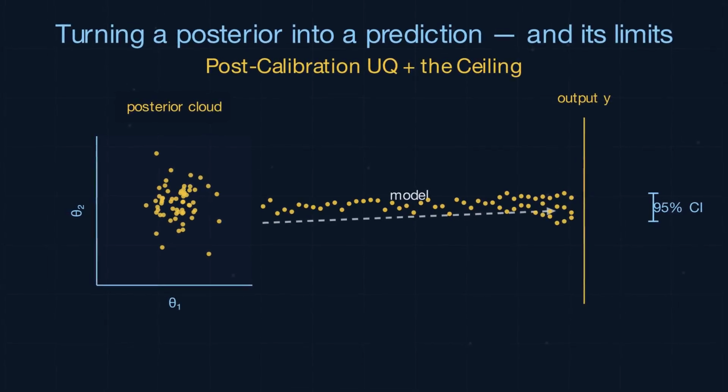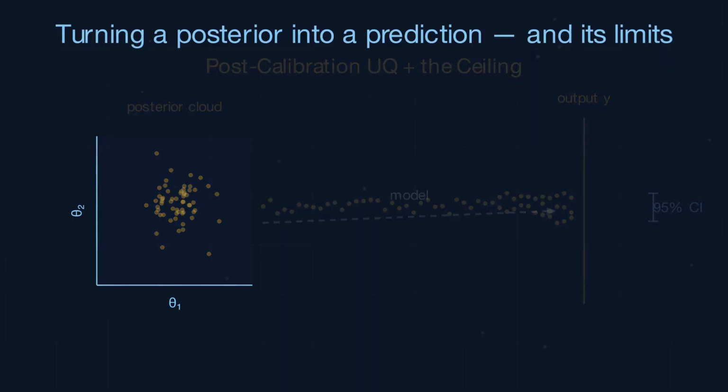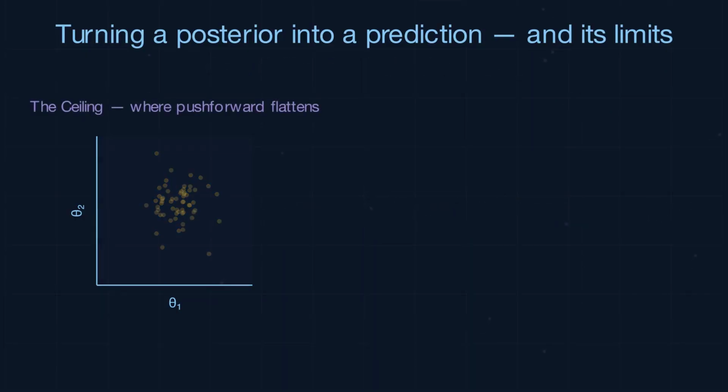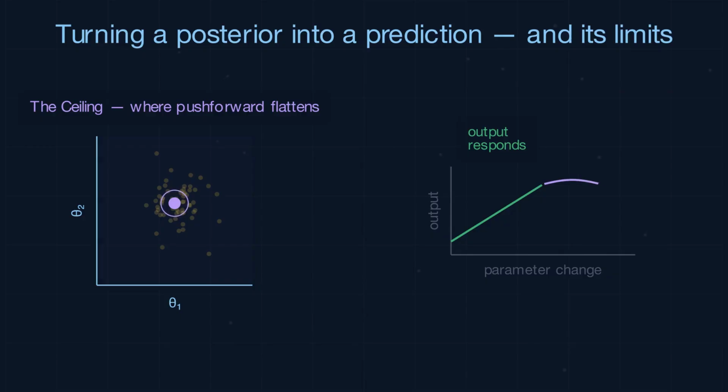Focus on a single particle. Perturb its parameter along one direction, and watch what happens to where it lands. At first, the output moves. As you push the parameter further, the output keeps moving. Then something changes. The output stops responding. You keep turning the parameter dial, and the landing point on the output axis refuses to budge. You have reached the ceiling.